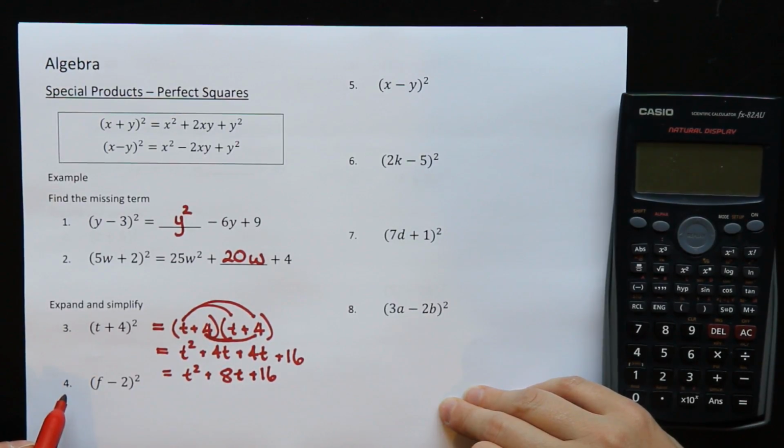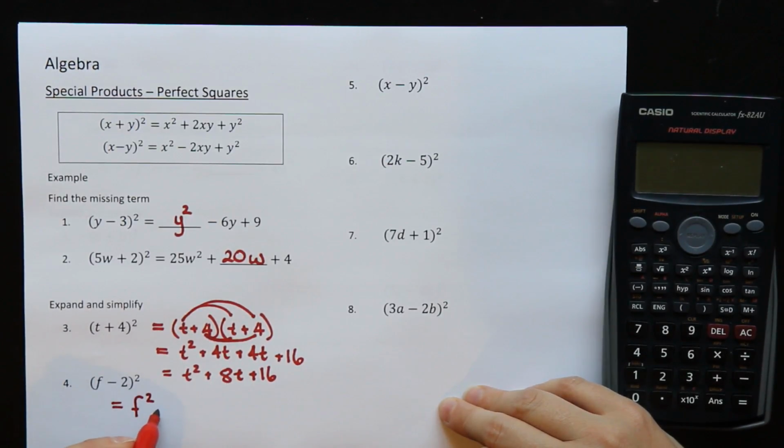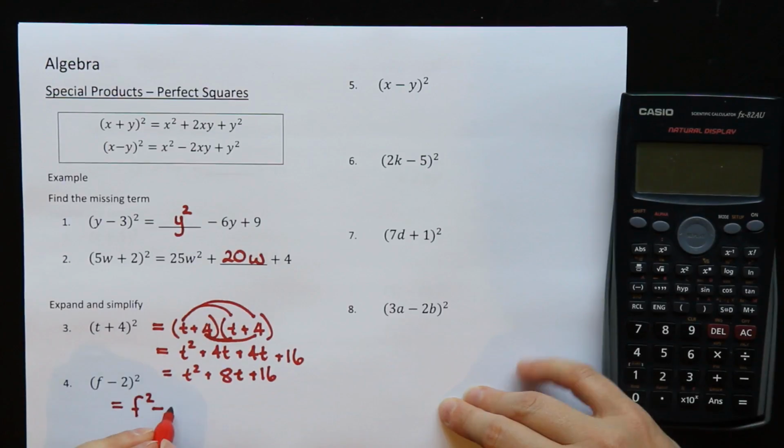So in question 4, to expand, we do first thing times by itself. So f times f is f squared. Okay, then we're going to have a minus sign because we have a minus sign here. Then it's going to be 2 lots of these things times together. So let's times them. If we times those, we get 2f. And then I need to double that to get 4f.